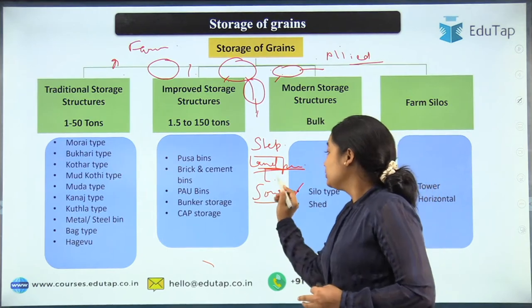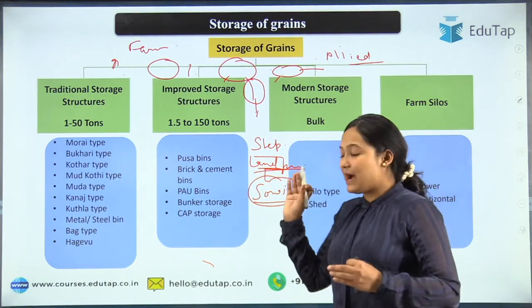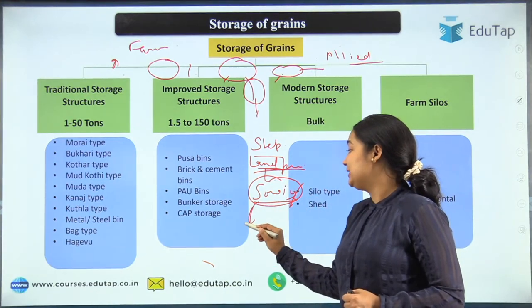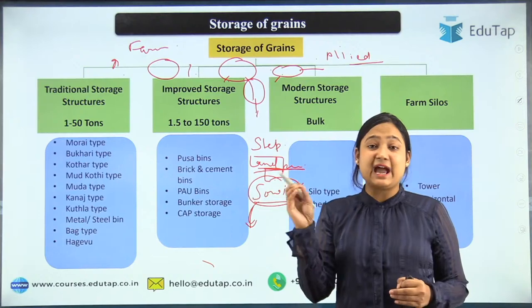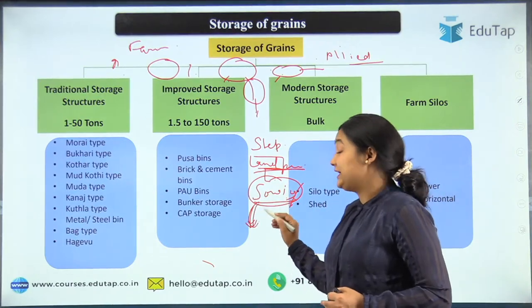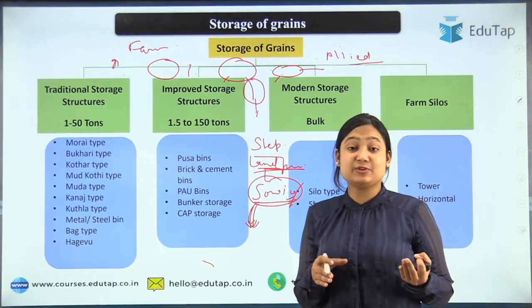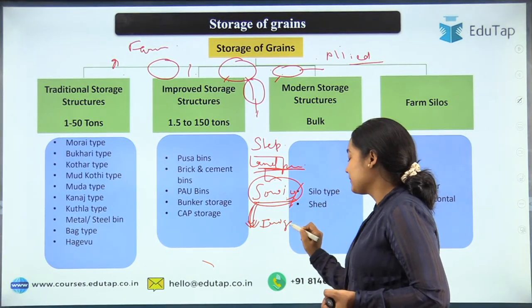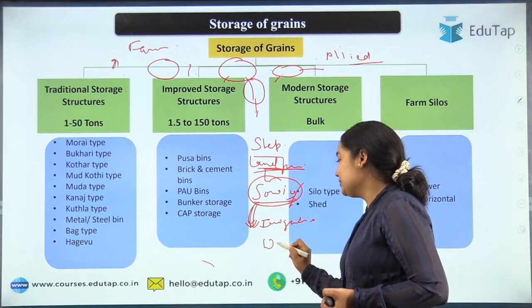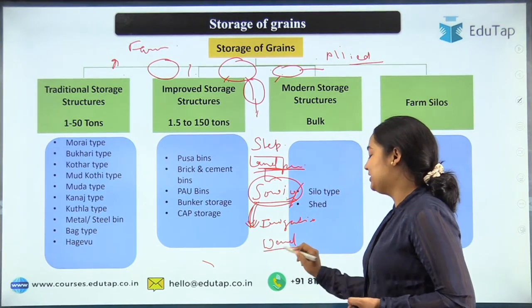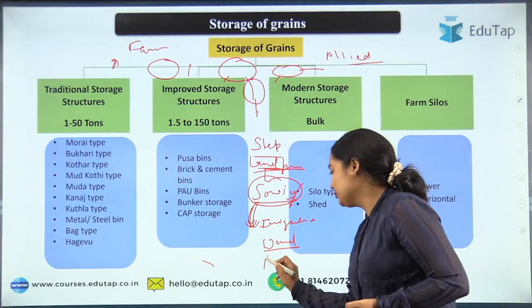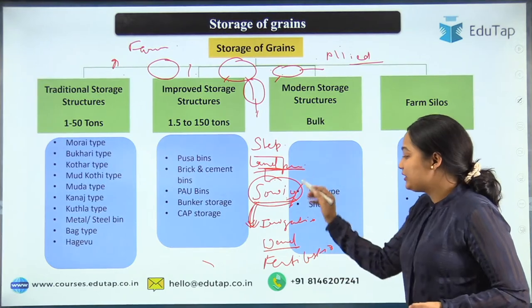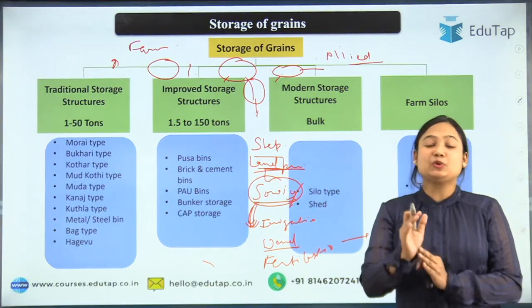Then what will you do? You maintain the plant health. So you have planted the seed, but now what will happen? There will be some birds that will eat your seed. There will be some diseases that will attack your plant. So what will you do? Irrigation also you will have to maintain, and fertilization you will have to do. First of all, irrigation will be there. Then you will also do weed management, and you will do fertilization.